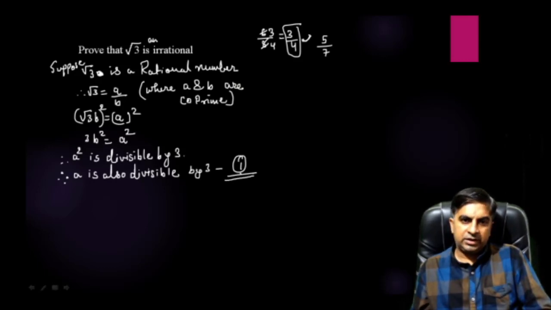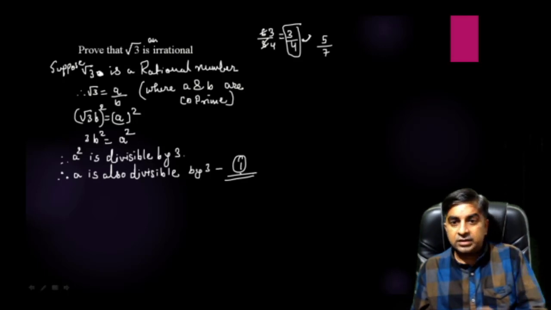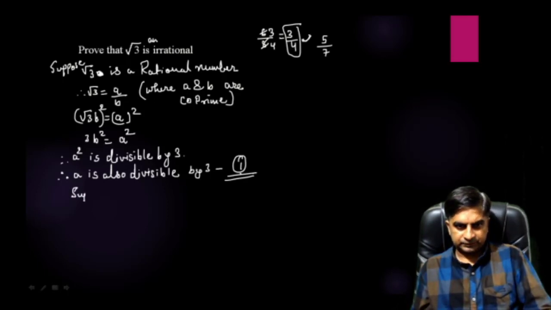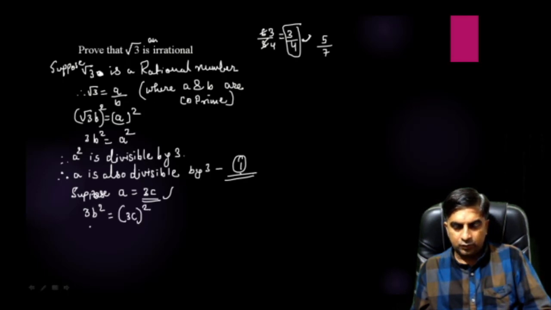Now a is divisible by 3. So inside this a, some 3 is there and some other number is there, right? So suppose a is divisible by 3, we can suppose that a is equal to 3c. Now keep it here: 3b square is equal to 3c whole square. Now whole square is there, so 9c square. Now take this 3 here. b square is equal to 9c square by 3. 3 1s are 3, 3 3s are 9. b square is equal to 3c square.